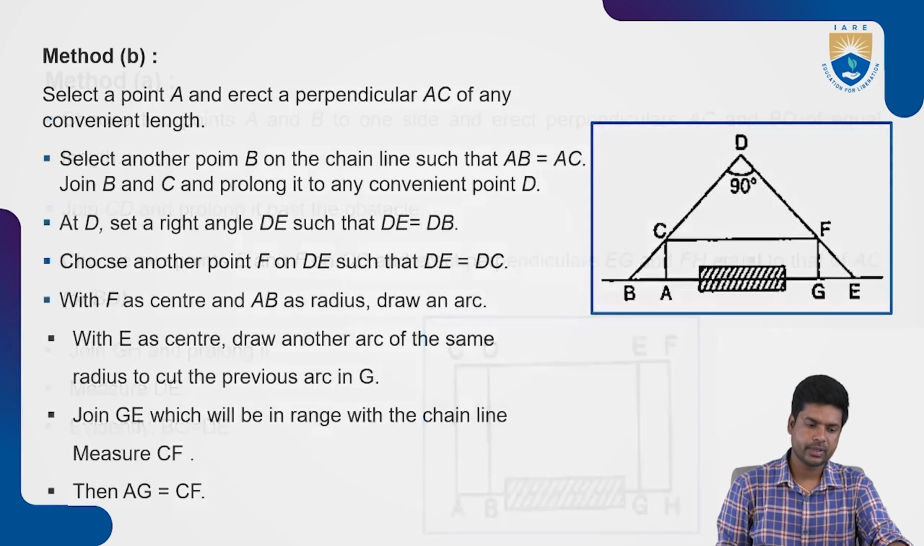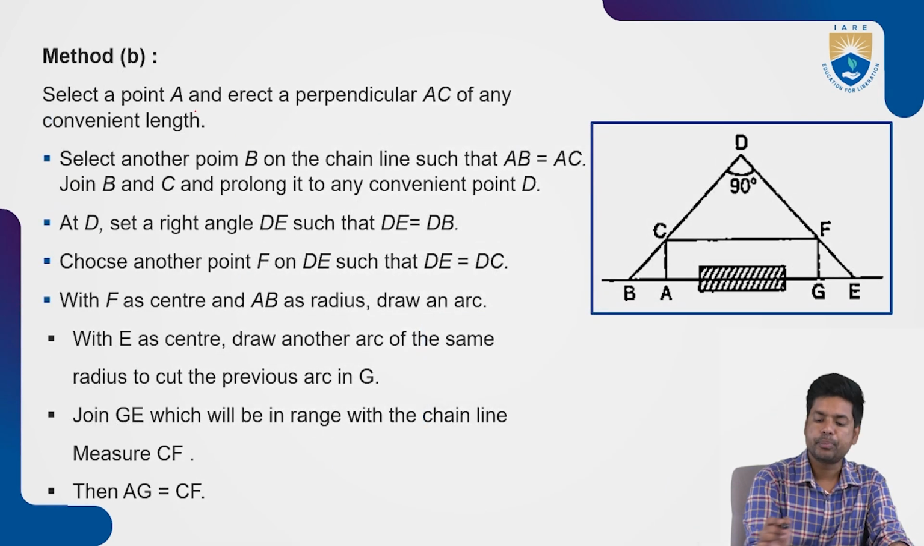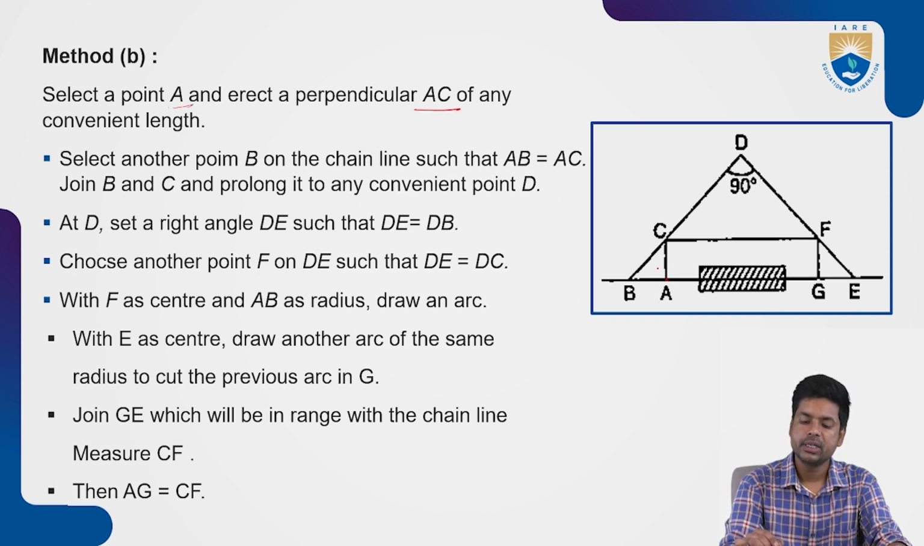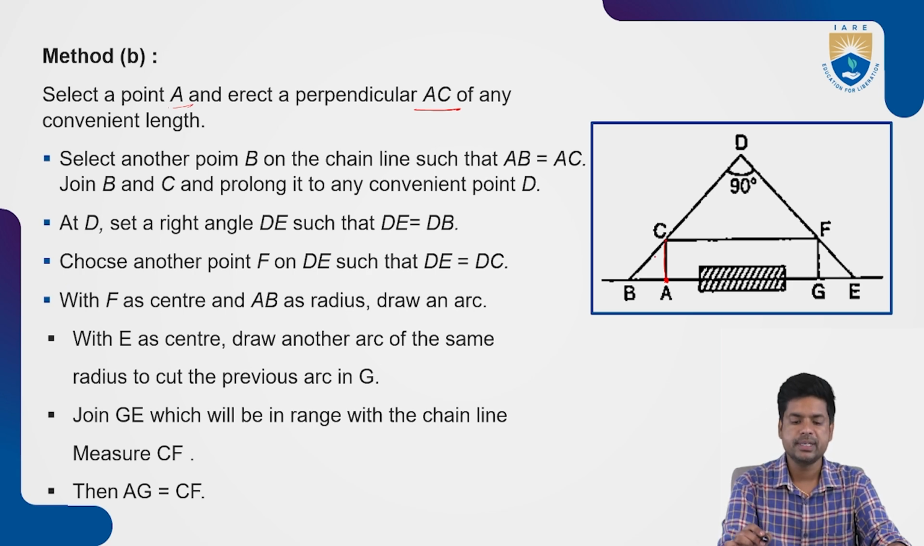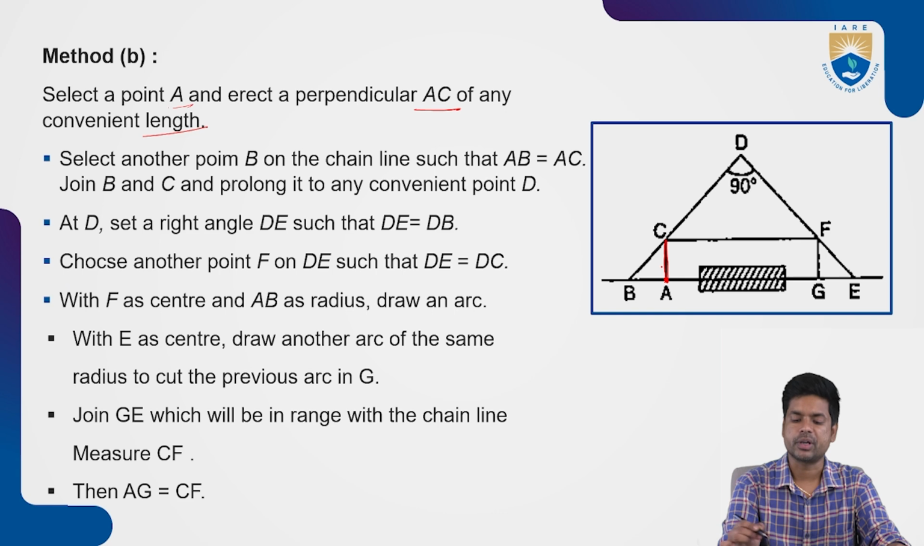Next, another method. Select a point A and erect a perpendicular AC. So this is the obstacle, right? I am selecting one point A, and here I am drawing the perpendicular line AC, of any convenient length. You can take any length.